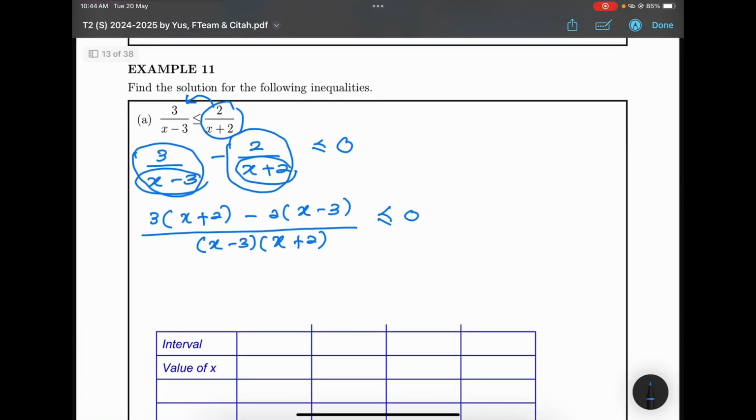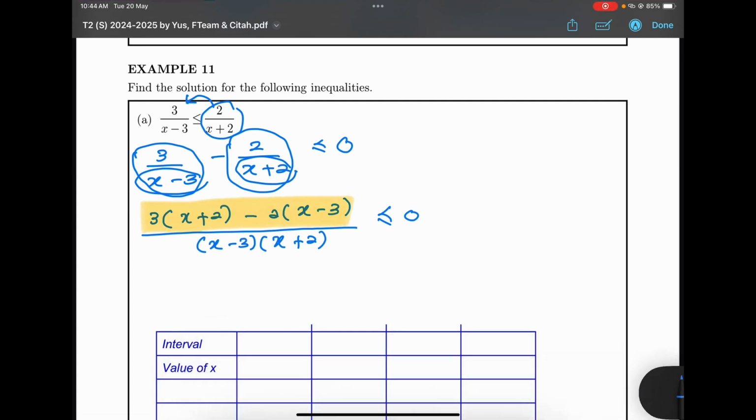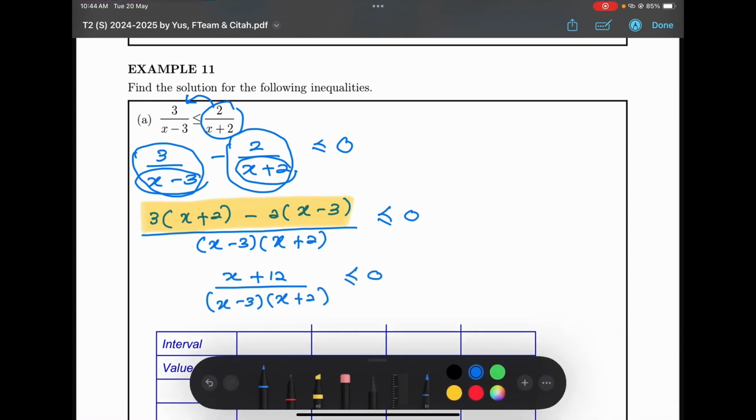Okay, so now you macam biasa expand and tambah tolak apa yang perlu dibuat untuk bahagian atas. Macam biasalah, expand and tambah tolak, simplifykan dia. So selepas simplify, you supposedly get x plus 12 over x minus 3 x plus 2 less than or equal to 0. So if you can see here, kita ada 3 different factor. The first factor yang ini, second yang ini, dan the third one is yang itulah.